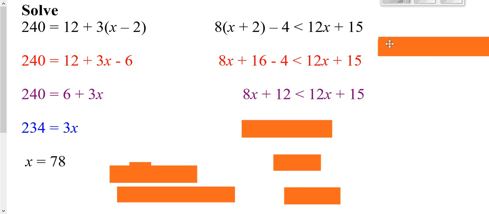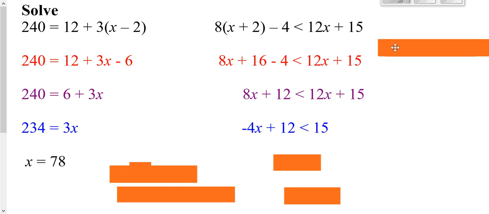Now we want to try to go ahead and get the x's on one side, get the non-x's on the other side. I'm going to choose to take my x's to the left side. So I'm going to subtract a 12x from both sides. Now, could we have taken the 8x to the other side? Yes, but I wanted to go ahead and take the 12x to the left side by subtracting it from both sides to show you one thing.